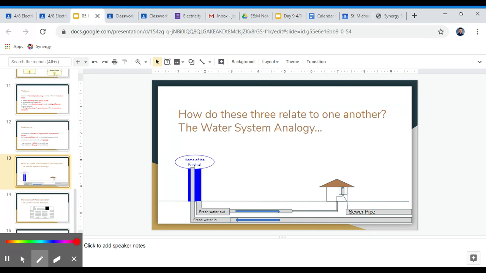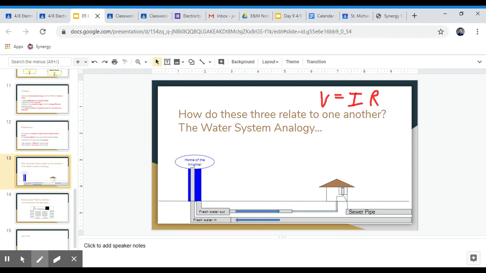When we're talking about circuits, and this relates to today's lesson and to previous lessons, we have Ohm's law, which is V equals I R. Now remember, V is voltage, I is current, and R is resistance. So I have an analogy that shows you how these all relate to one another within a circuit and how they affect one another. I use this water system analogy.